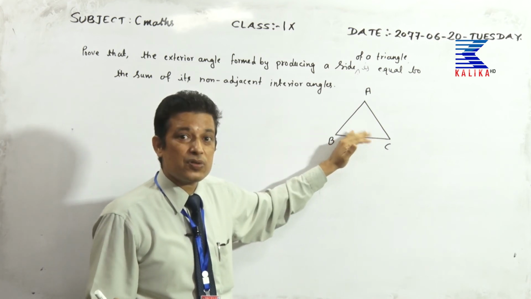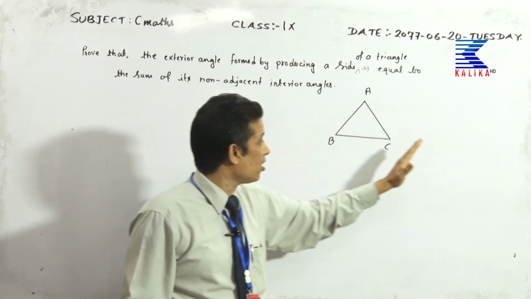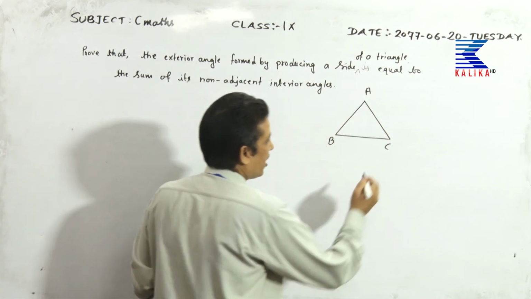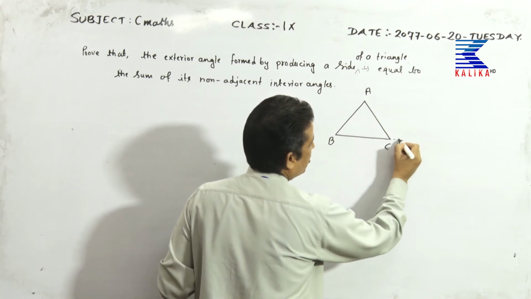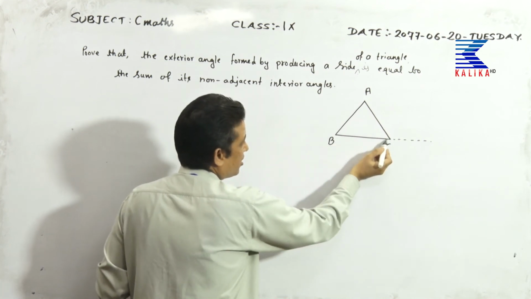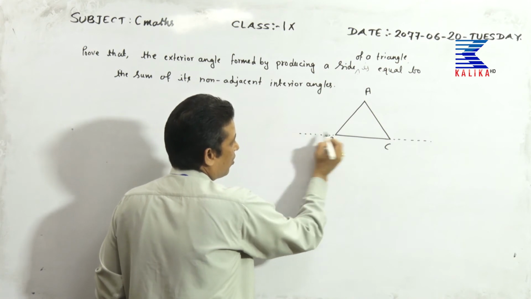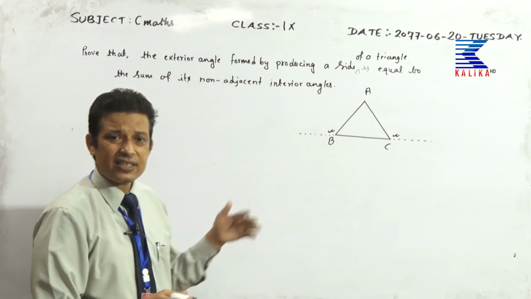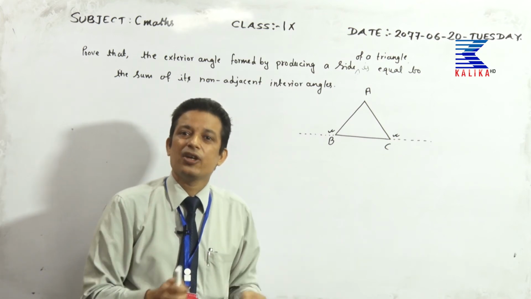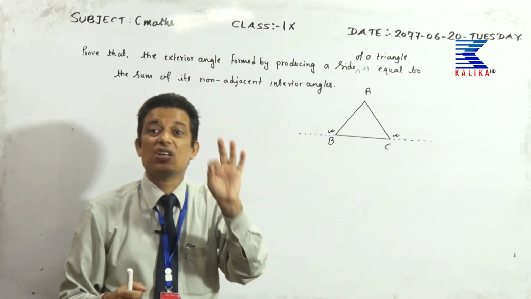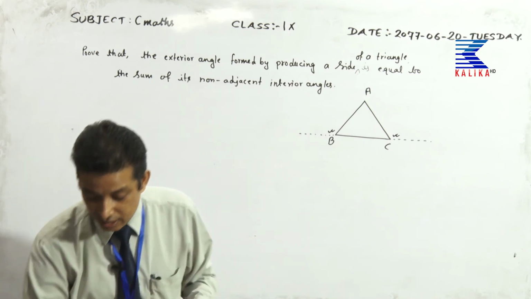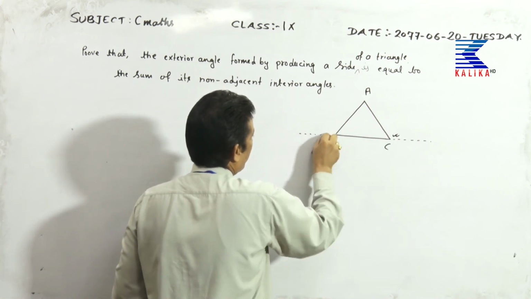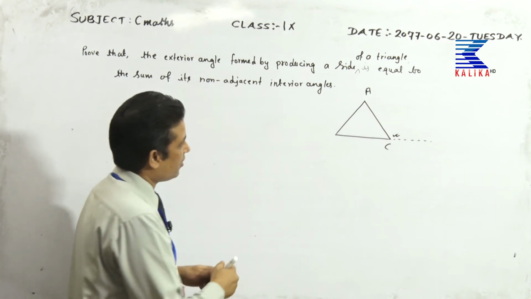BC can be produced towards C, outside of C, or CB can be produced. I mean to say, the BC side can be produced this way, or the CB side can be produced this way. Look, this is known as an exterior angle, and this is known as an exterior angle. These are the exterior angles formed by producing a side, but we talk about a single exterior angle.